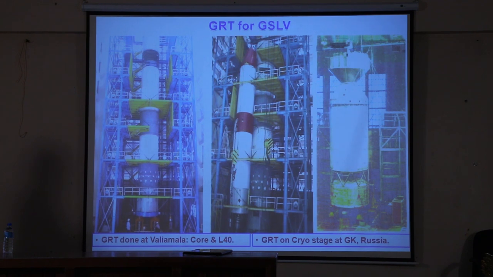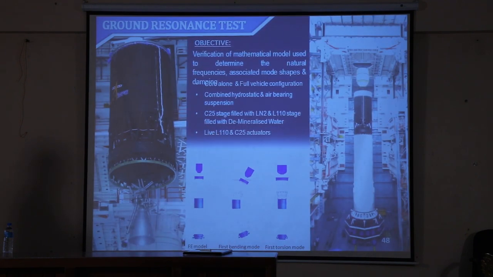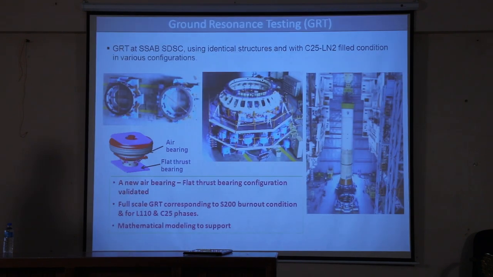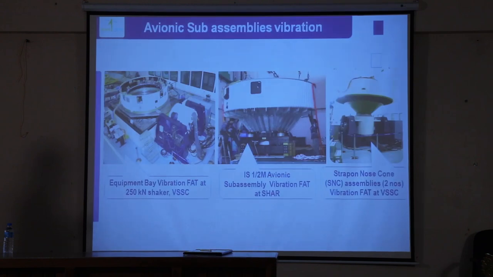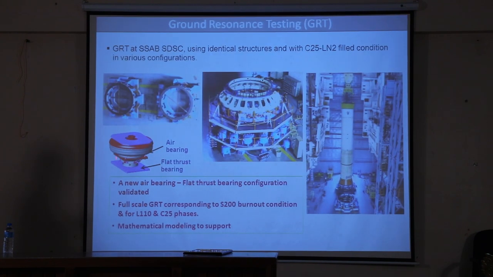This is PSLV and this is GSLV Mark III. So we have kept the whole rocket like this. Here there is a bearing which will keep it floating. After assembling the whole thing, with my hand I can move it. So we put it on a zero friction bearing. It's another interesting thing, I'll show you the picture. This is a zero friction bearing. It's an air bearing, and you put a flat hydraulic thrust bearing. So it's a complex arrangement of bearings.